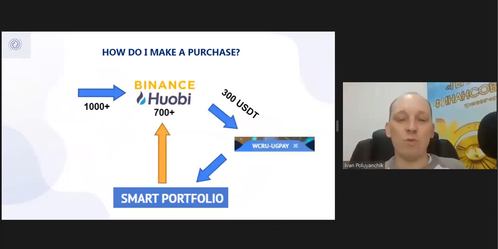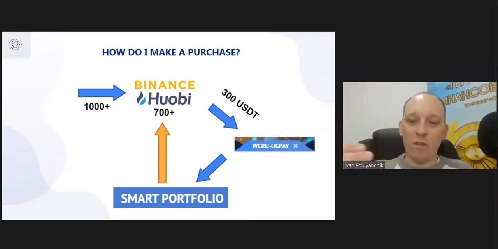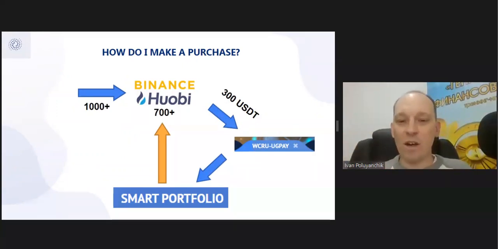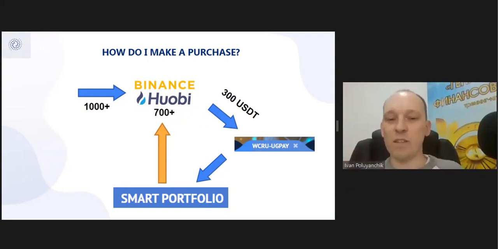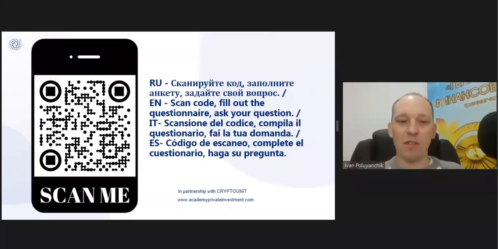Another way, if you don't have any deposit in your back office or you newly joined us, by any method, you may top up your exchange account and you may pay for the license through this exchange account by using USDT. And the remainder will be used by the portfolio to manage your deposit.